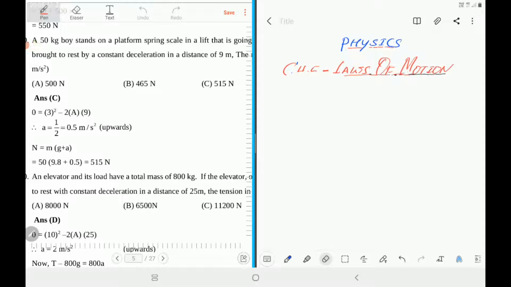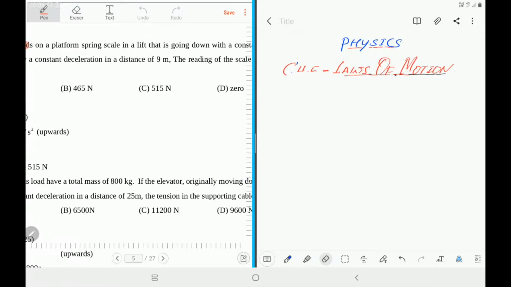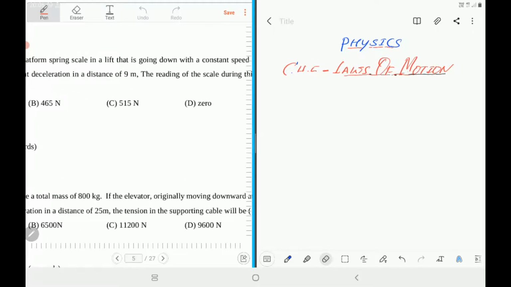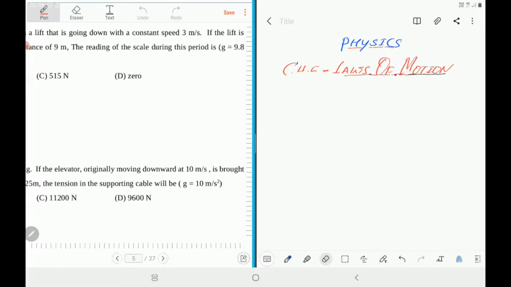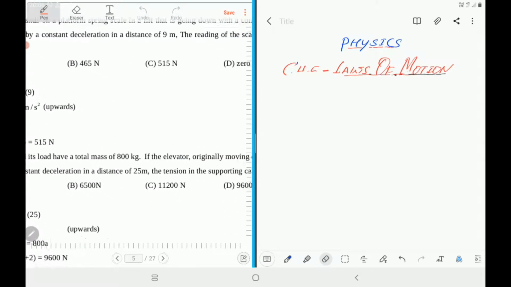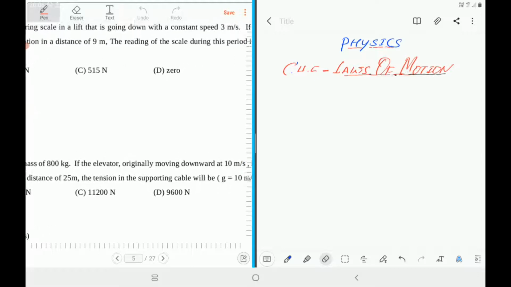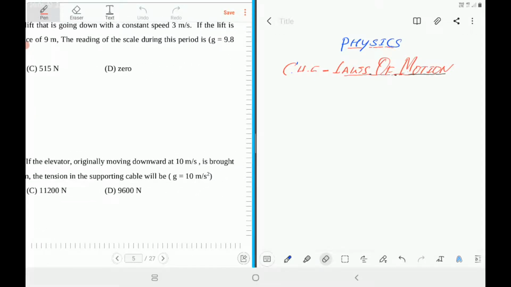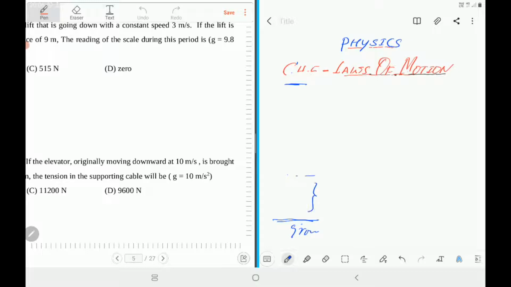Okay, children, we'll see another lift problem, a slightly different approach. Let's read first of all. A 50 kg boy stands on the platform of a spring scale in a lift that is going down with a constant speed of 3 meter per second. If the lift is brought to rest by a constant deceleration in a distance of 9 meter, find the reading of the scale during that period. Let us suppose the lift moves from this top level to the ground. From this level to this level, 9 meter. This is the displacement, 9 meter.